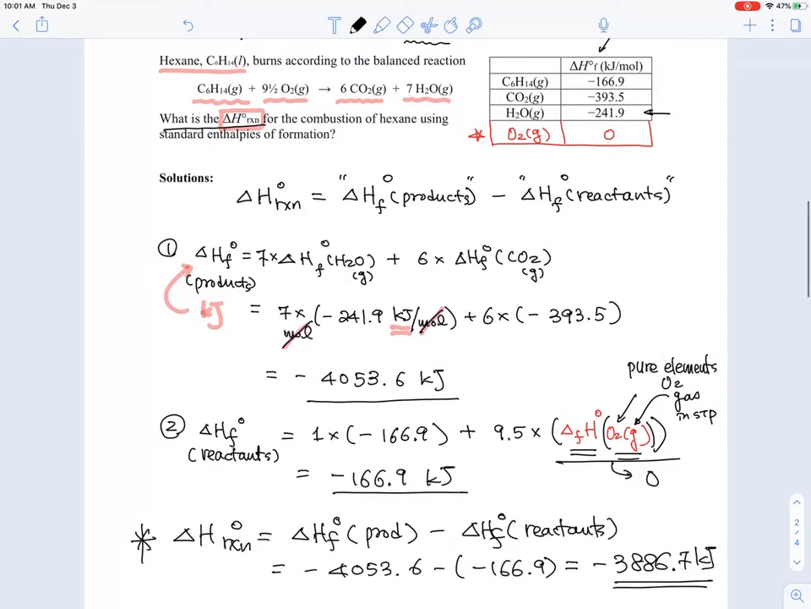Okay, so using what is called the standard enthalpy of formation, that is the answer.